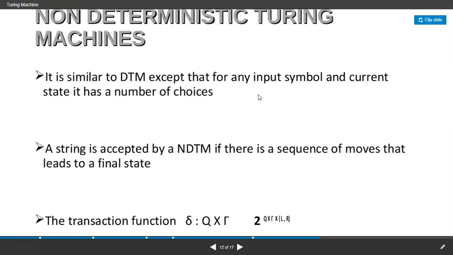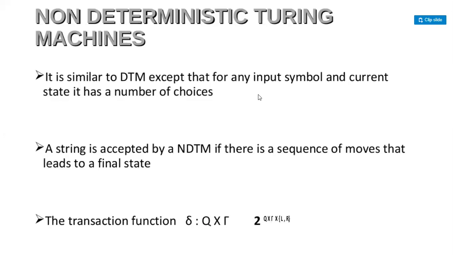Actually we know that Q into sigma is 2 power Q, as we learned in unit number 1, right? In that concept of NDFA, there we defined the transition function for NDFA as Q into sigma is 2 power Q, where for DFA it is Q into sigma is Q, right? Same as here.